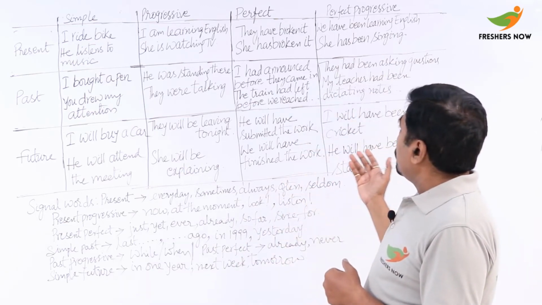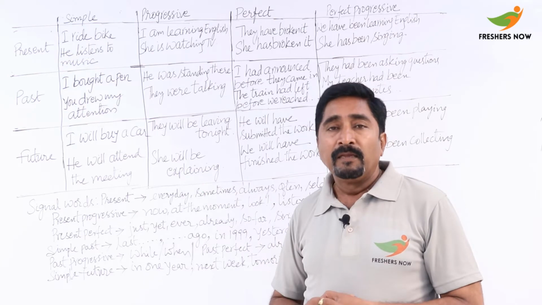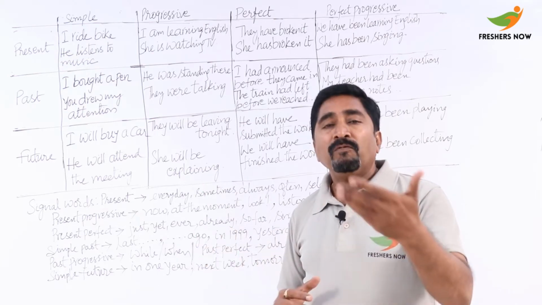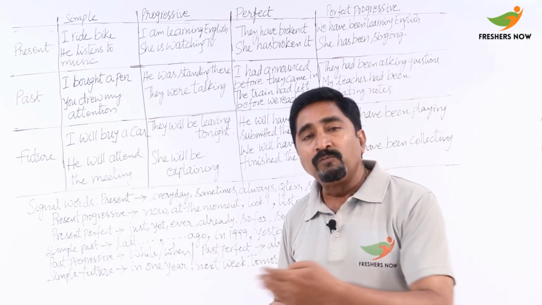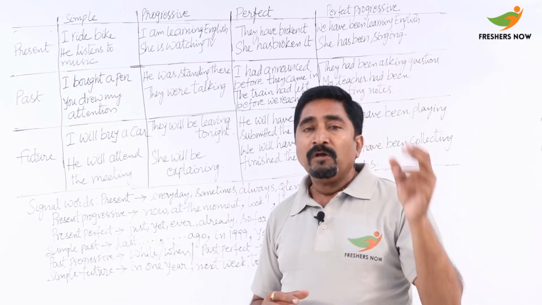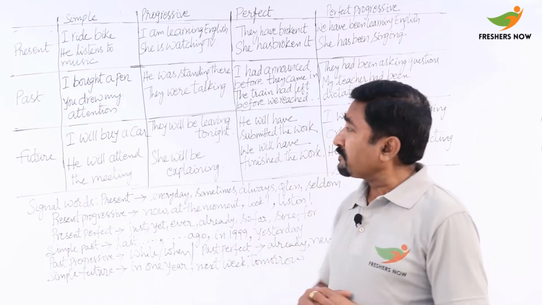Let's see the next example. My teacher had been dictating notes for 30 minutes when I passed that way. So this is where the past perfect progressive tense is used.